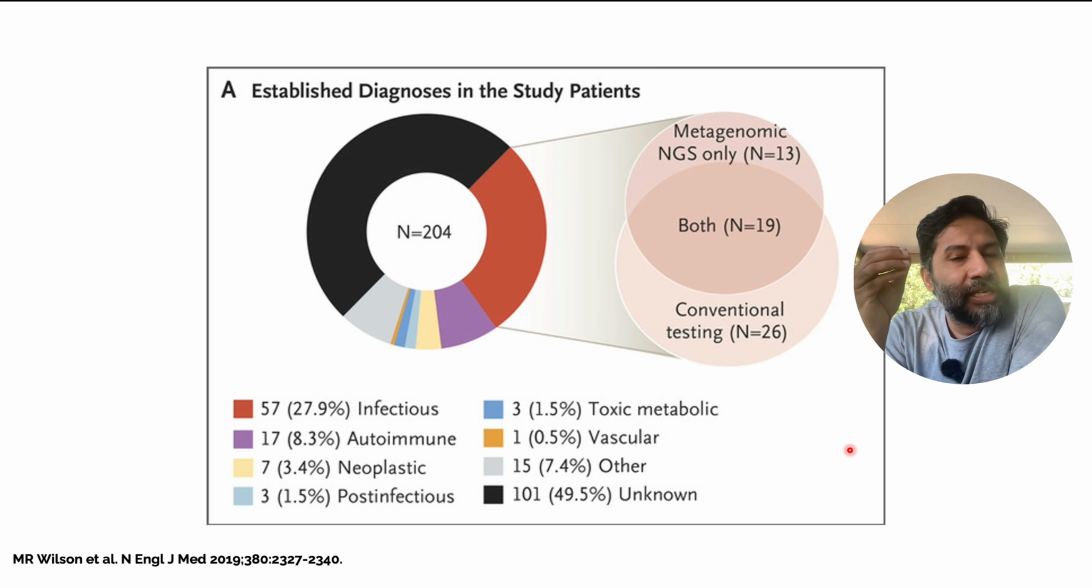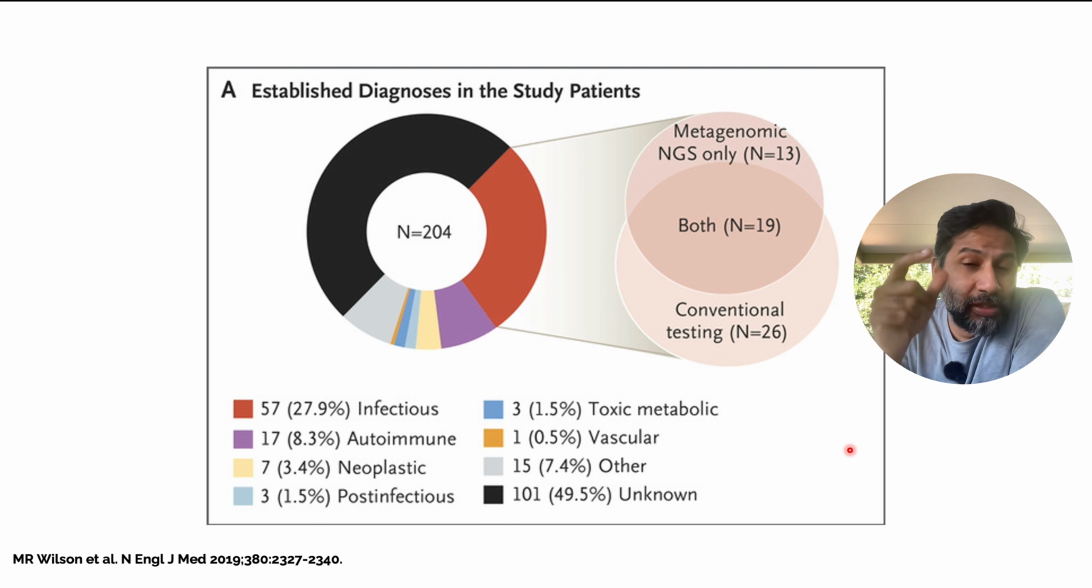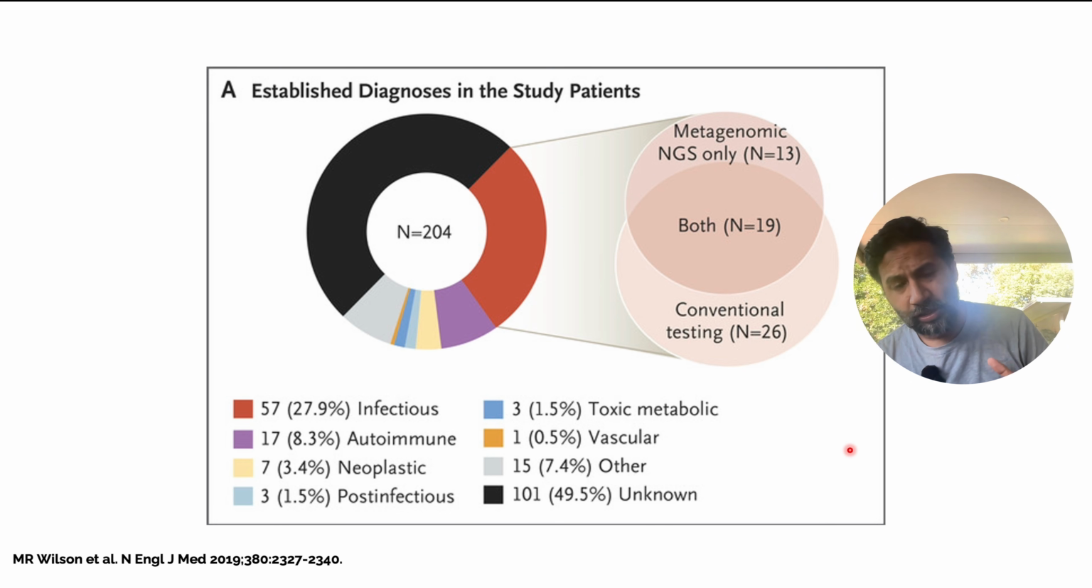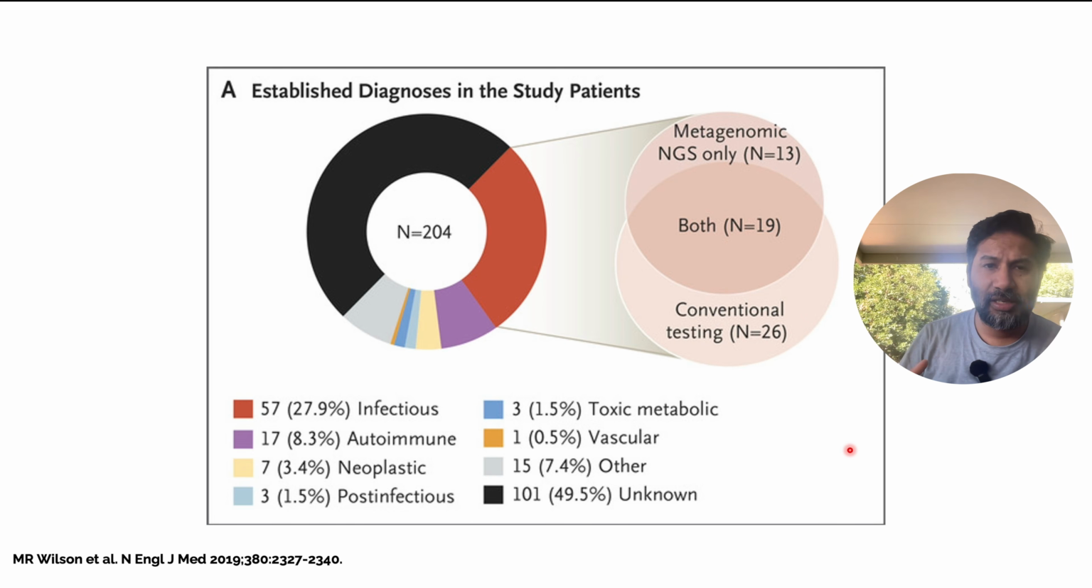So metagenomics in CSF came out probably, it's been a while now. So 19 was this paper in the New England Journal of Medicine, where they essentially looked at difficult cases of encephalitis, myelitis, and meningitis.